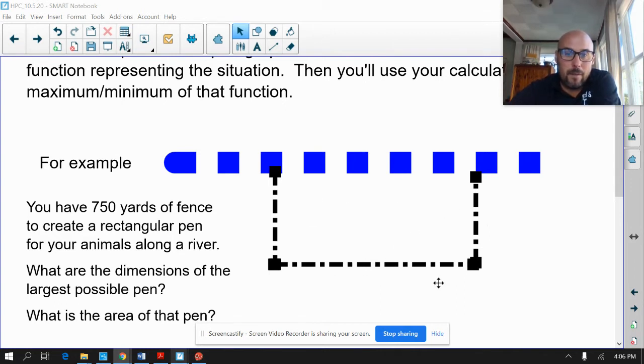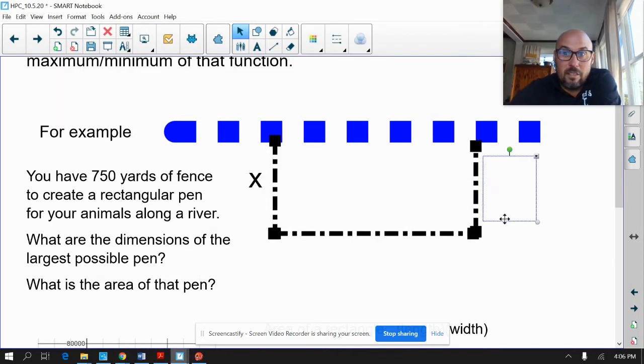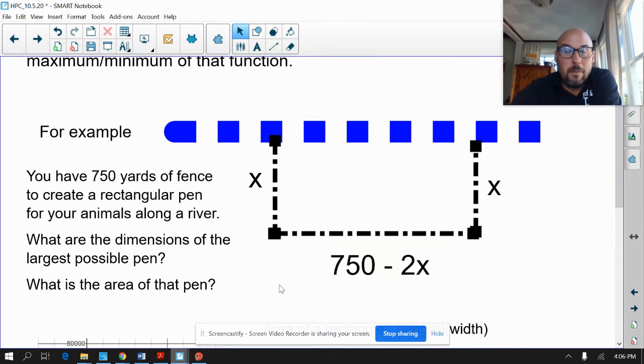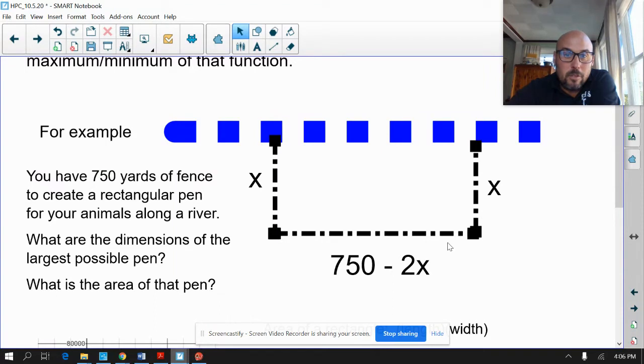Now that would have a particular area, but what's the magic combination of these two sides and this length to have the biggest area? Well, you don't know how long that's going to be, so we'll just let that equal x. And if you use x amount of your yards here and x amount of your yards here, then you've used 2x. And how much do you have left over to create this third and final part? You have 2x less than 750. So in other words, 750 minus 2x would be this length right here. And then here are the abstract dimensions.